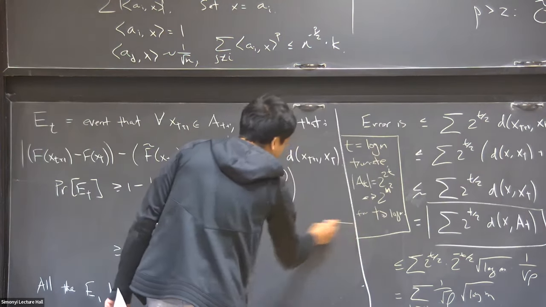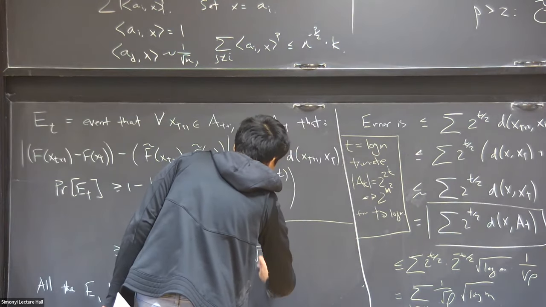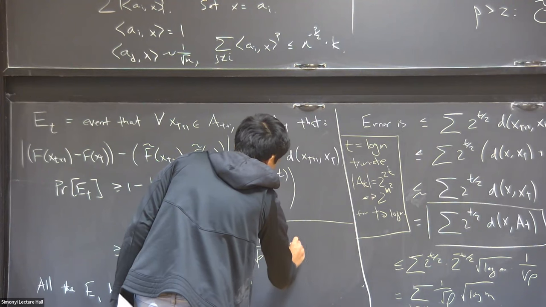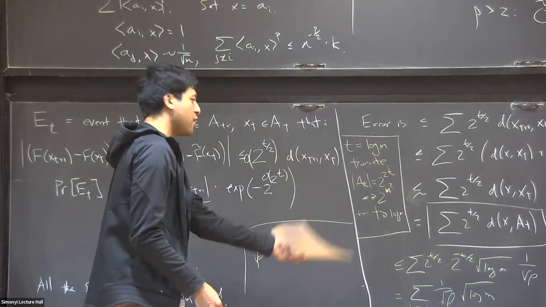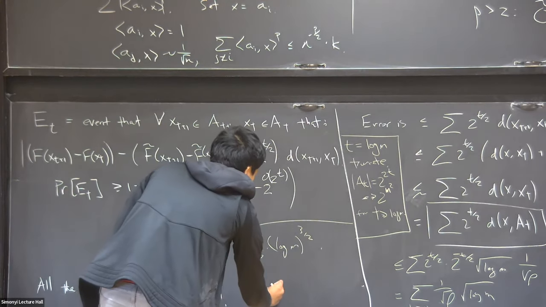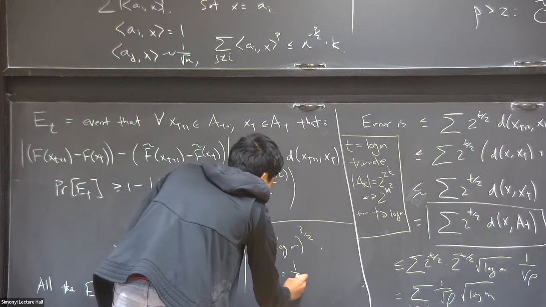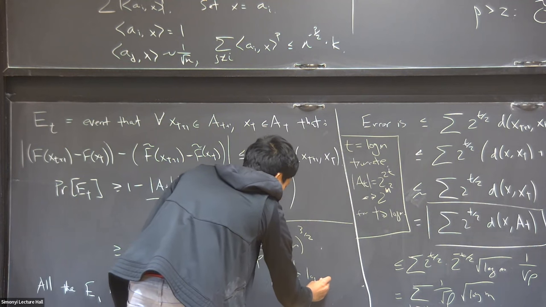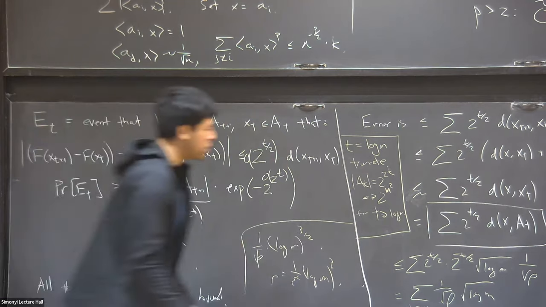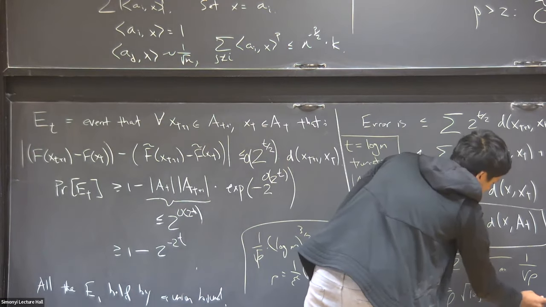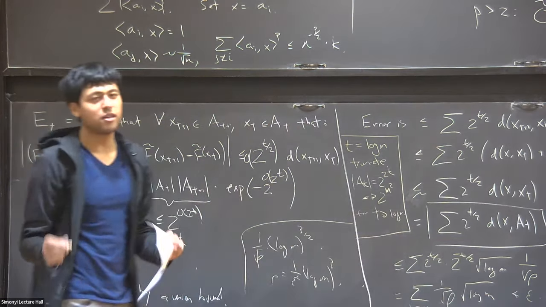And then to just finish, this gives me 1 over root rho times log m to the 3/2. And rho at the very beginning was how much I oversampled by. So you set rho to be 1 over epsilon squared log m cubed. And this final quantity would be at most epsilon, basically. And that's the error bound.